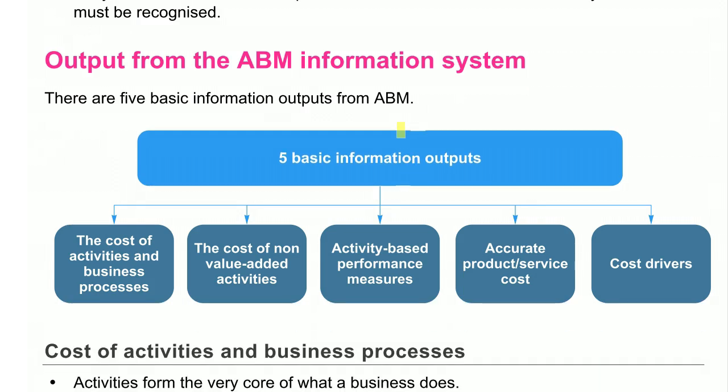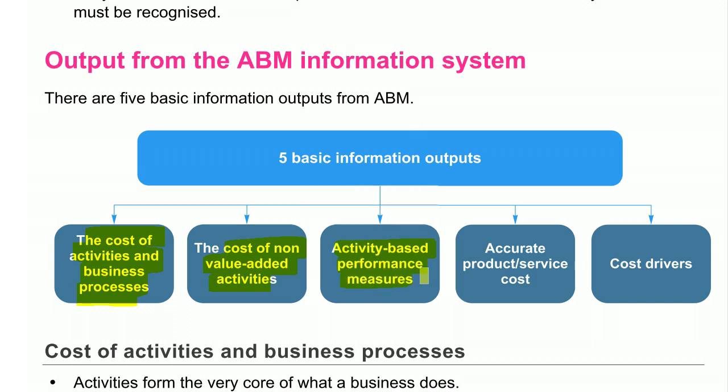So first of all, the costs and activities of our business processes. So we understand how much our activities cost, and then we'd split those between value adding and non-value adding. And particularly, it will tell us the cost of those non-value adding activities that we want to try and minimize. It may well also help us to introduce activity-based performance measures.